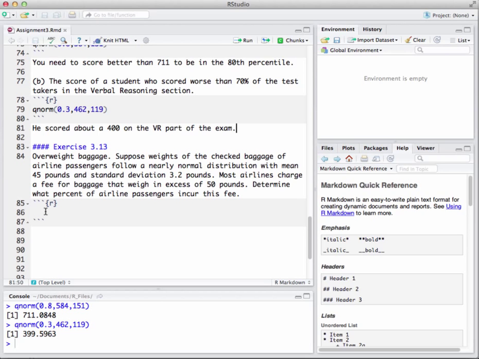So suppose the weights of the checked baggage for airline passengers follow a nearly normal distribution with a mean of 45 pounds and a standard deviation of 3.2 pounds. Most airlines charge a fee for baggage that weighs in excess of 50 pounds. Determine what percent of airline passengers incur this fee.